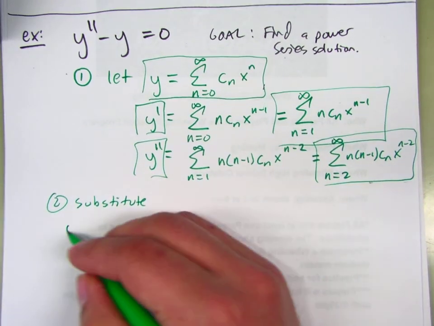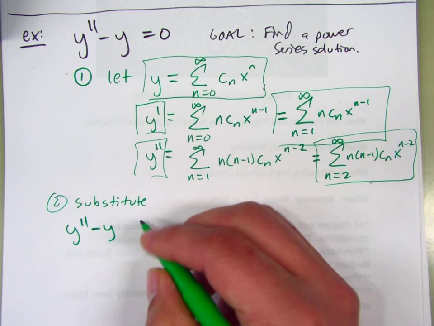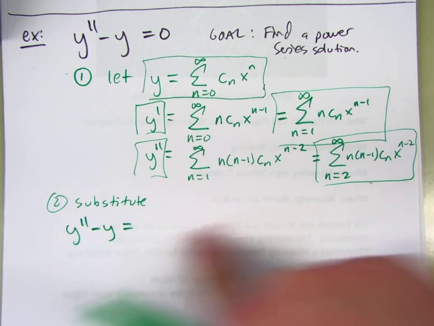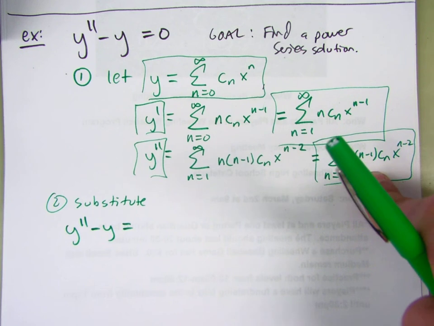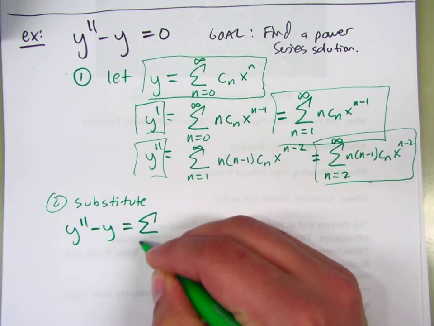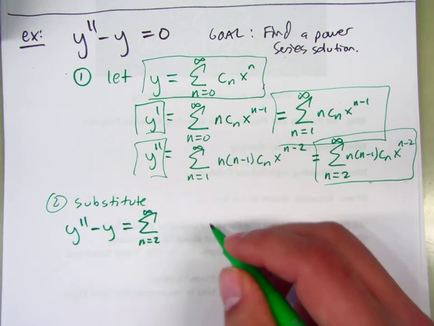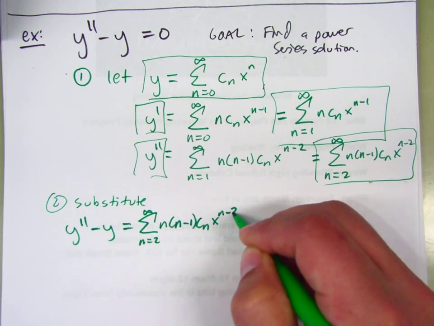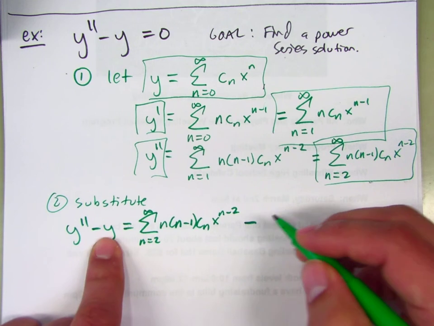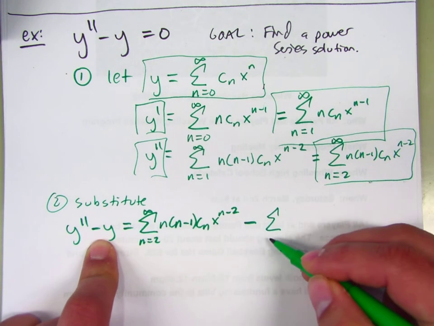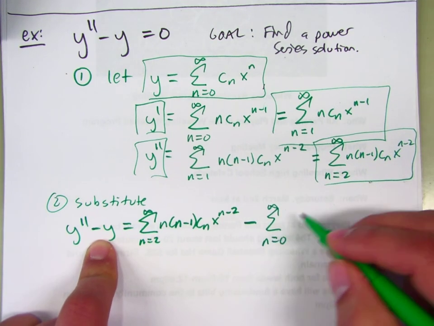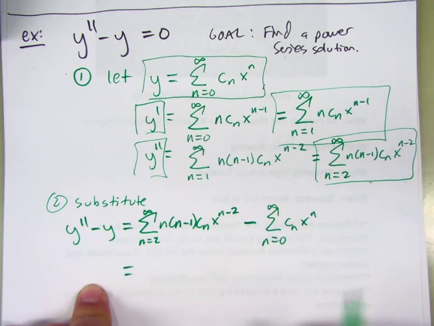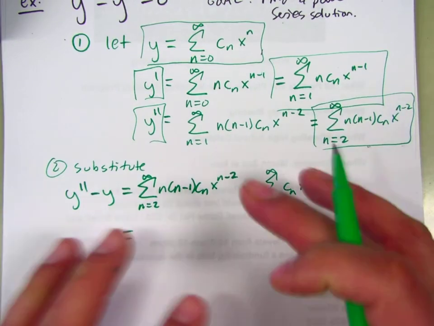So now we're going to have y prime minus y, or I'm sorry, y double prime minus y. So we plug in this most recent one, minus y, which was the sum from n equals 0 to infinity, c sub n x to the n. And now what we're going to do is kind of like what we did in the previous example. We're going to try to combine these.